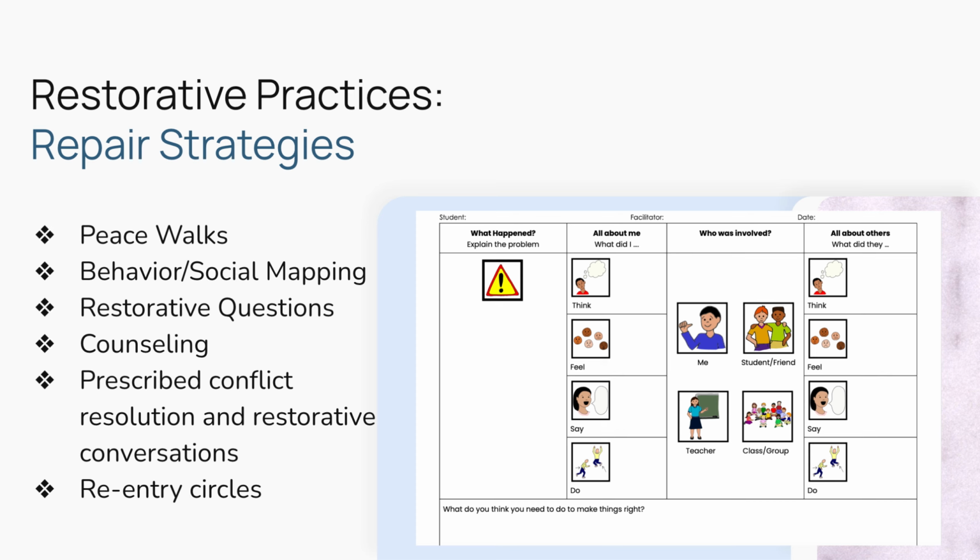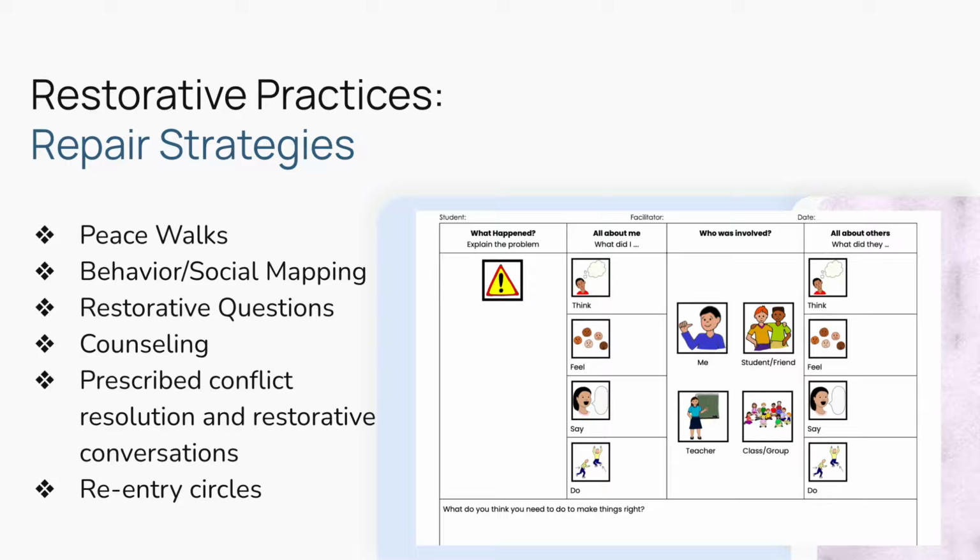So, this image that you see here is actually a behavioral social map that one of my school psychologists sent out at the beginning of this year. She sent it out in our district along with restorative questions, which is kind of a next step up of this. So we tend to use the behavior social mapping for early to middle elementary, and then in late elementary, we flip to the restorative questions. But the same ideas apply.